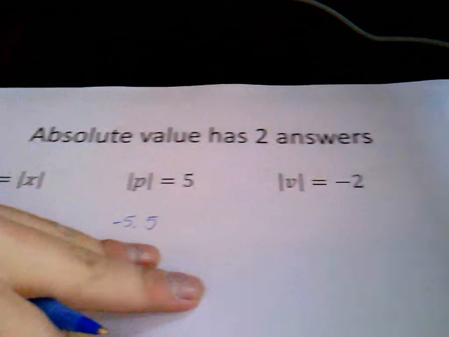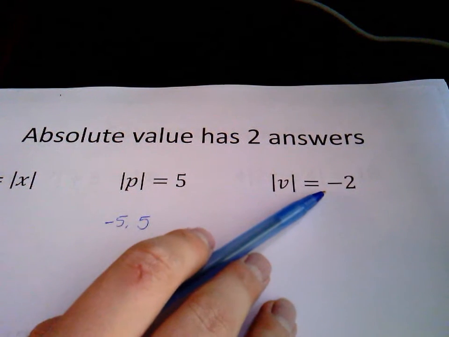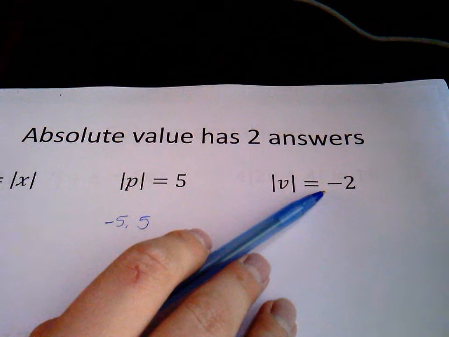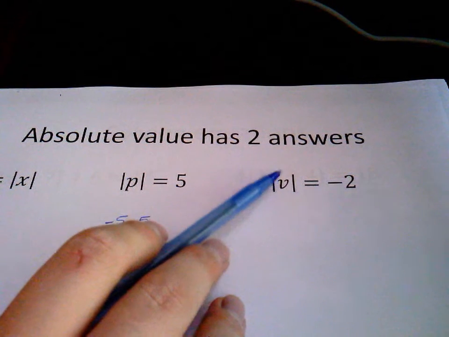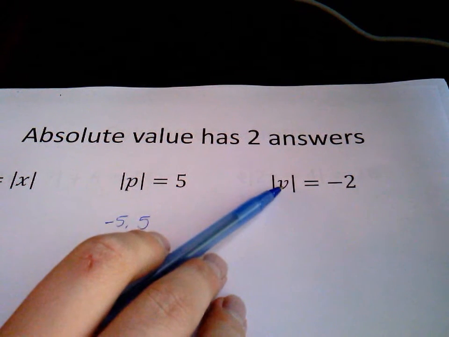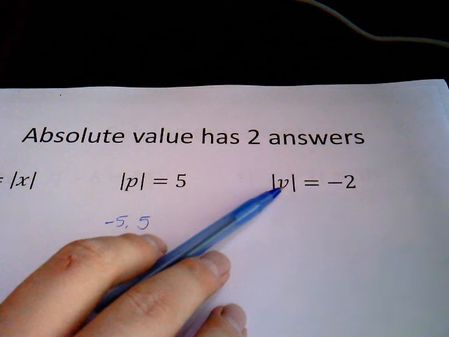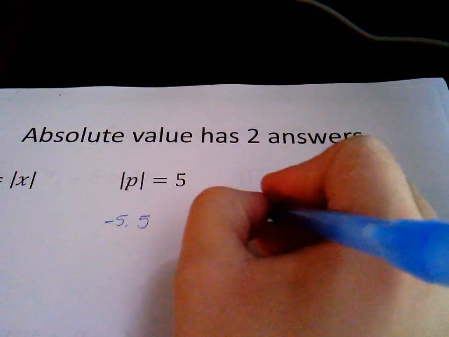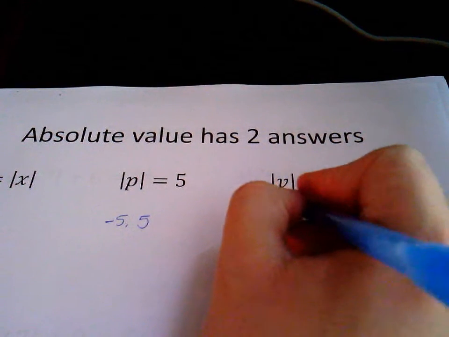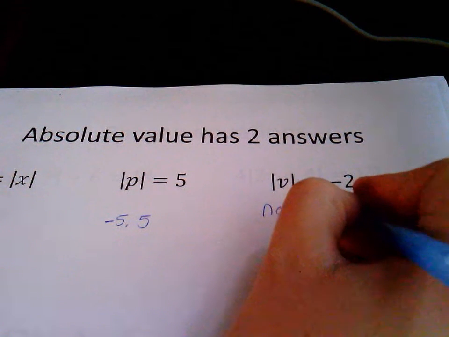But then you're going to get to problems like this, where you have a negative sign. Absolute value, whatever comes out of this, has to be positive, so therefore it cannot equal a negative number. So, this is no solution. This is where you have 0 solutions, one of the rare instances.